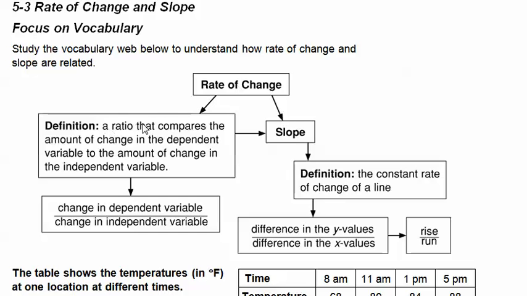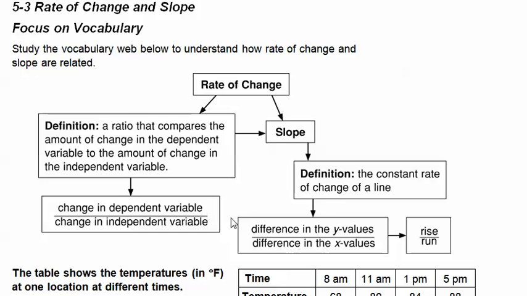Rate of change is a ratio, which is written as something over something, that compares the amount of change in the dependent variable, that's usually the y values, to the amount of change in the independent variables, and those are the x values. So you can sum that up as change in dependent over change in independent. We also call rate of change slope. When we call it slope, we are talking about the constant rate of change of a line, and that is the difference in the y values over the difference in the x values.